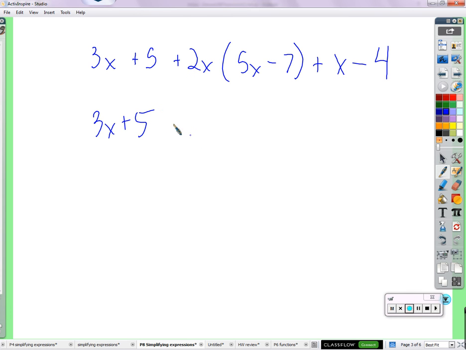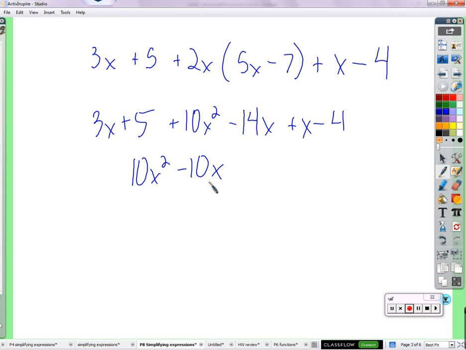Right. 2x times 5x is 10x squared. 2x times negative 7 is negative 14x, plus x minus 4. Now we can collect like terms. We have 10x squared, no other x squareds are there, so the 10x squared is off in that dimension. 3x minus 14x is negative 11x. Plus an x brings us back up to negative 10x. And 5 minus 4 is 1.